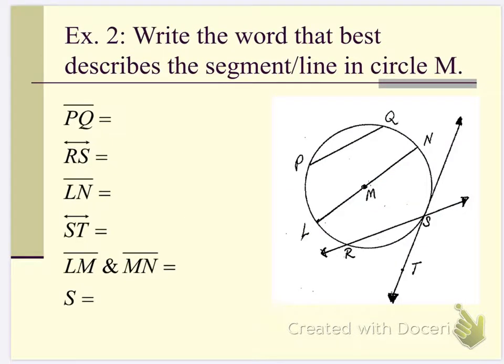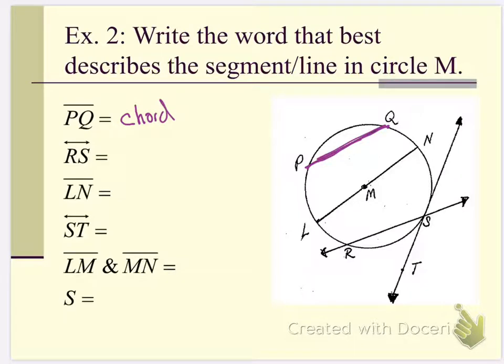Okay, the next one, write the word that best describes the segment or line and circle M. Notice again that when we call it circle M, we're talking about the center dot M. And that's how we define those. So our first one up is PQ. Well, PQ has endpoints on the circle. It's just a segment. That means this has to be a chord.